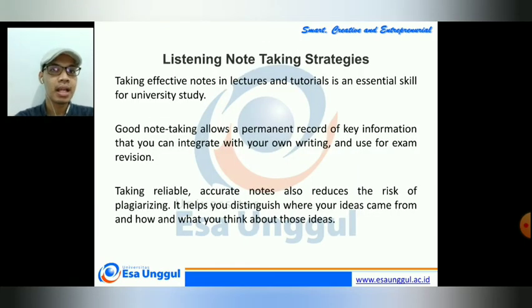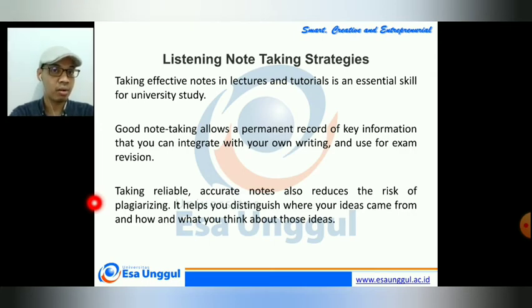Okay, so these are listening note-taking strategies. You can see on the screen. Effective note-taking in lectures and tutorials is an essential skill for university study. So it is your responsibility to have good notes. Good note-taking allows a permanent record of key information that you can integrate with your own writing and also use for exam revision. Taking reliable, accurate notes also reduces the risk of plagiarizing. It helps you distinguish where your ideas came from and how you think about those ideas. Remember, it's about how to avoid plagiarism.